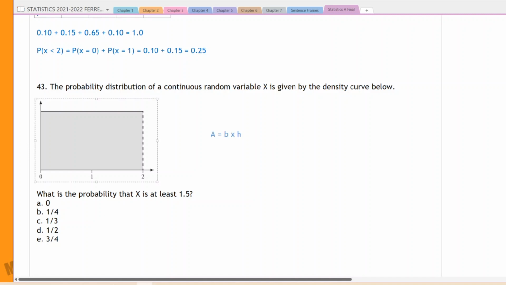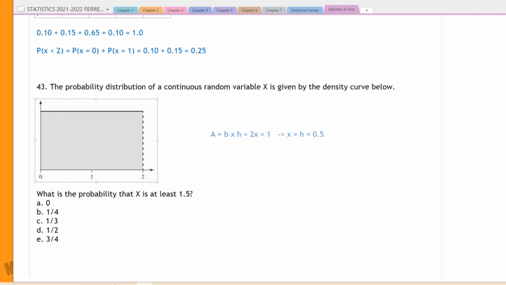So we know the area is equal to base times height. The base of this rectangle is 2. So that's 2 units down there. And we have an unknown height, so we'll call that x. So 2 times the height is equal to 1. Doing a little bit of algebra, that tells me that the height of this curve is 0.5.